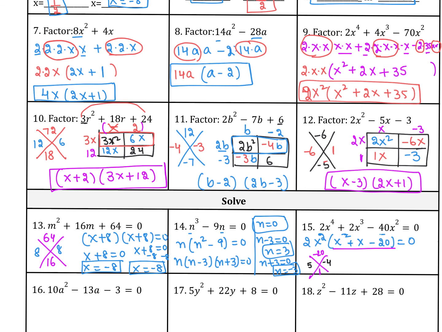So the complete factors are 2x squared outside and x plus 5 times x minus 4 equals 0. You can solve this by putting all of them equal to 0 one by one. So x equals 0, x plus 5 equals 0, and x minus 4 equals 0, and solve for x value. So the x values are going to be x equals 0, x equals -5, and x equals 4.